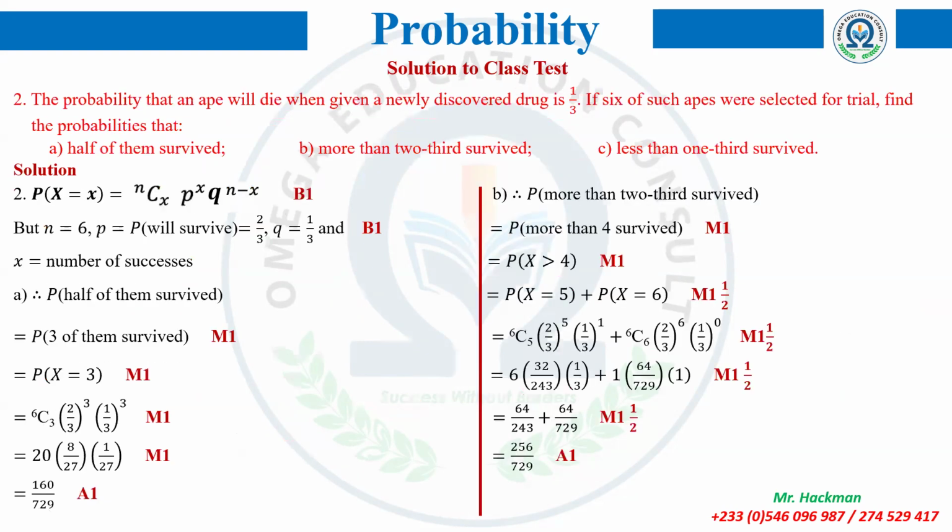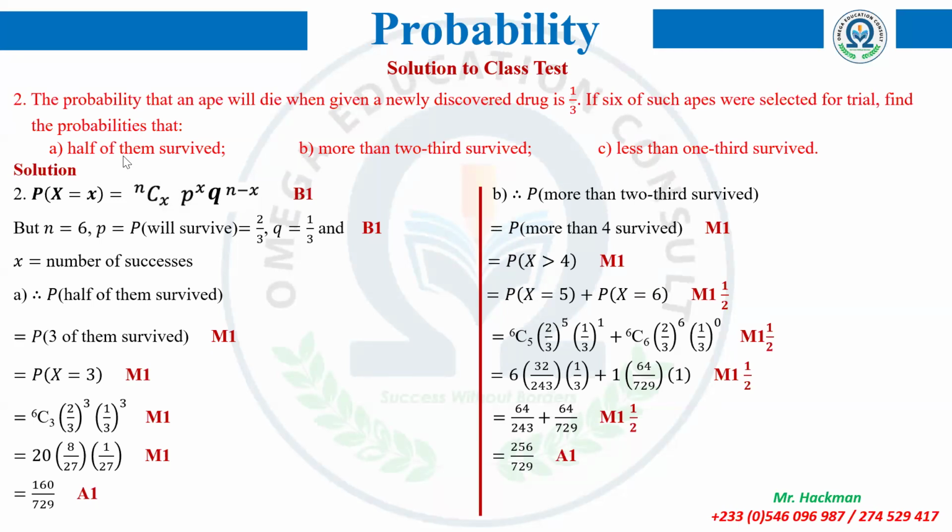Now, let's quickly move on towards question 2. Question 2, the probability that an ape will die, at least you can see the question. So let me skip reading the questions. Let me see if there is anything that I need to underline. No, there is no salient part in this question.